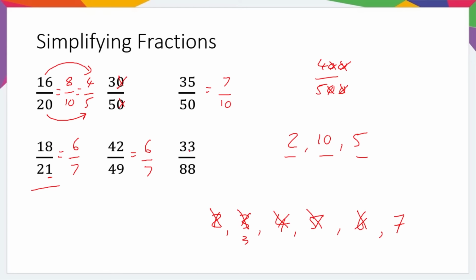If we look at this next one, 33 over 88, again, can't be divided by 2 or 3 or 5, or 7 either. So the next prime number after 7 is 11, but you might have noticed that these numbers are divisible by 11 because the 11 times table is quite easy to spot. 33 divided by 11 is 3, and 88 divided by 11 is 8. So that simplifies to 3/8, and again, cannot be simplified again.